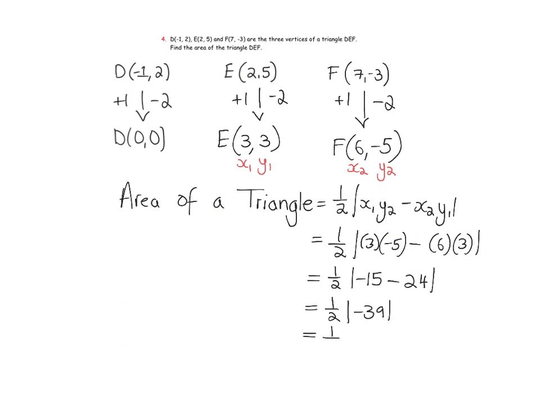The modulus makes it a positive, so it's going to be half of 39, and half of 39 is 19.5. So the area of this triangle is 19.5 units squared.